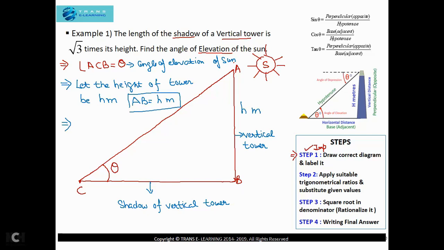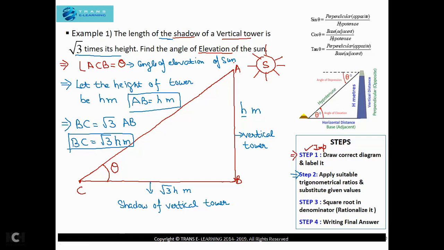Now, as it is given in the question that the length of the shadow of a vertical tower is √3 times its height. So the length of the shadow is BC and it is √3 times the height of the vertical tower, which is AB. And if we substitute the value of AB, we get √3 times h meter. So now if we consider this triangle ABC, we have AB as h meter and we have BC as √3 h meter.